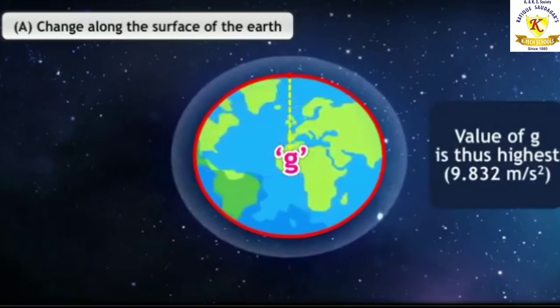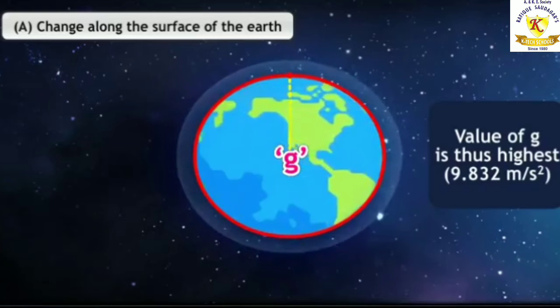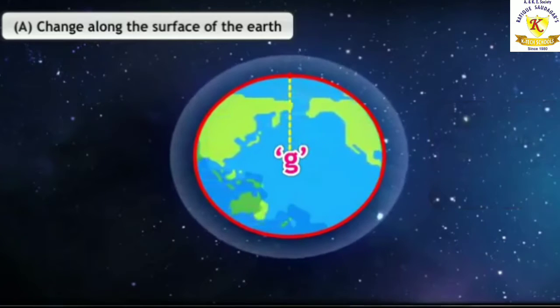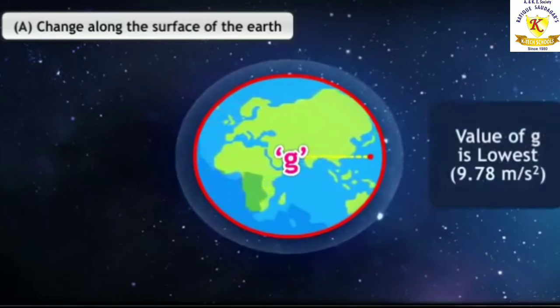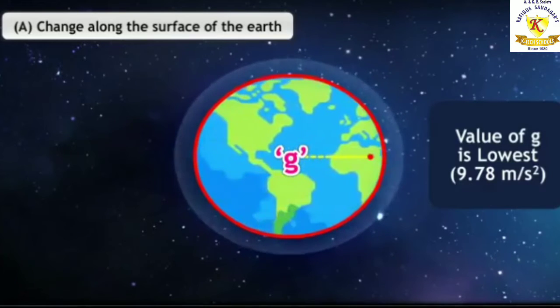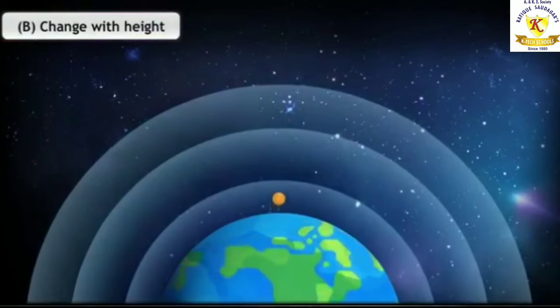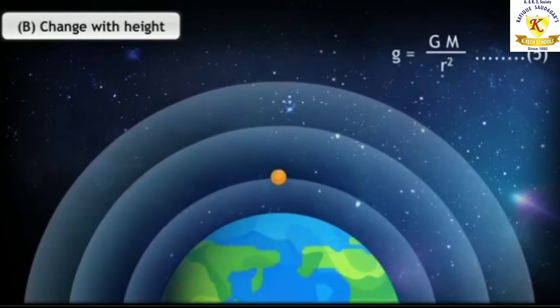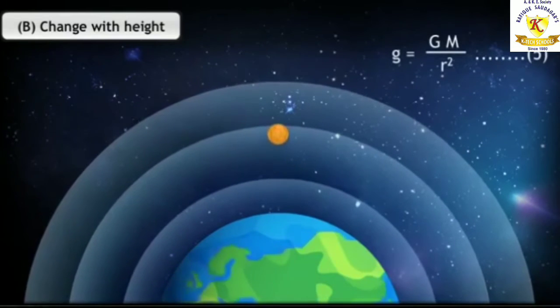The value of g is thus highest, that is 9.832 meter per second square at the poles and decreases slowly with the decreasing latitude. It is lowest, 9.78 meter per second square, at the equator. Change with the height. As we go above the Earth's surface, the value of R in equation 5 increases and the value of g decreases.